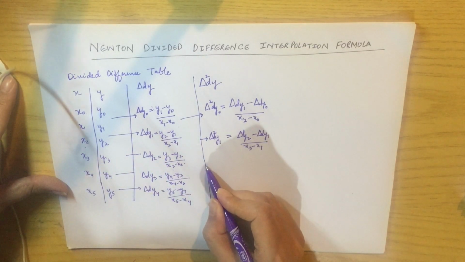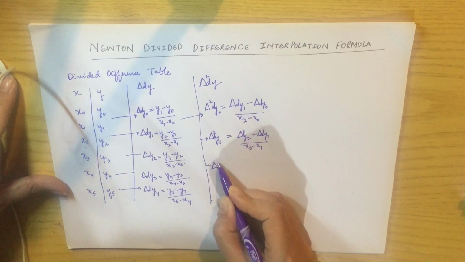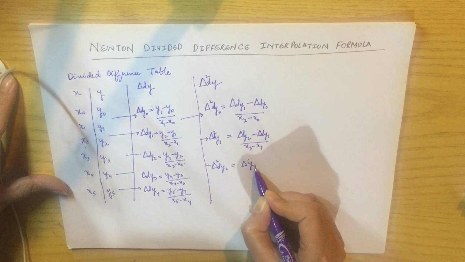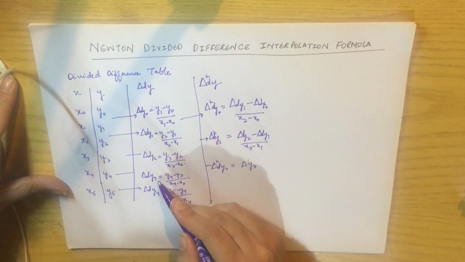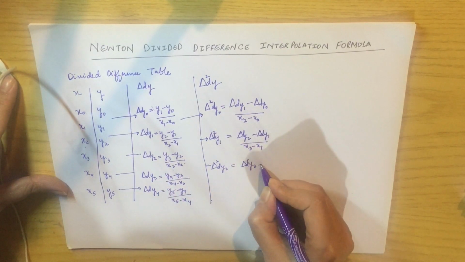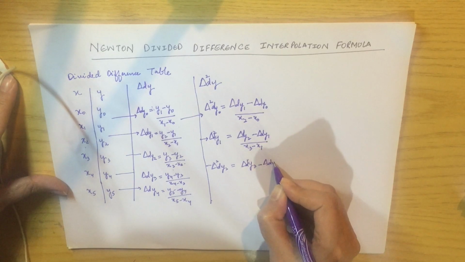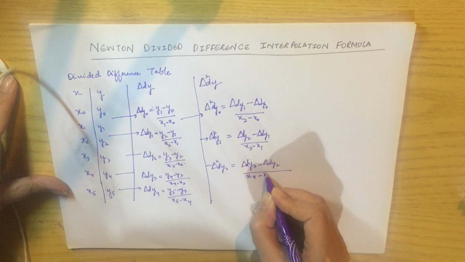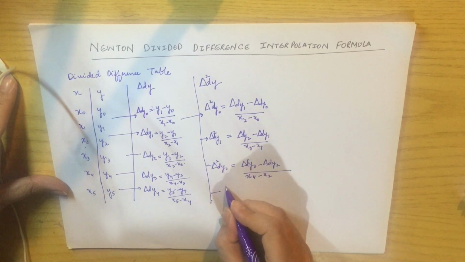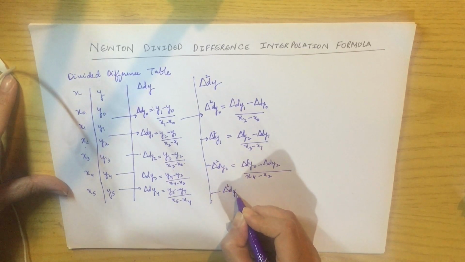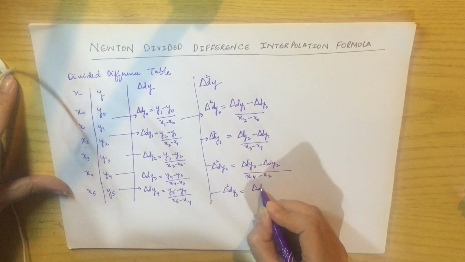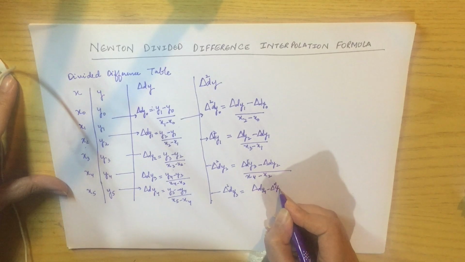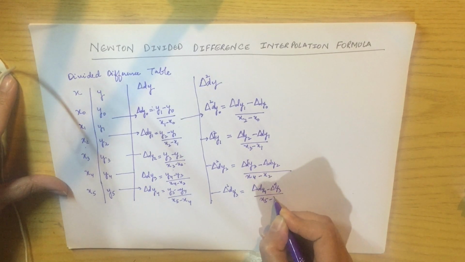Similarly, delta square dy2 will be equal to (delta dy3 minus delta dy2) whole divided by (x4 minus x2). And at last delta square dy3 will be equal to (delta dy4 minus delta dy3) whole divided by (x5 minus x3).